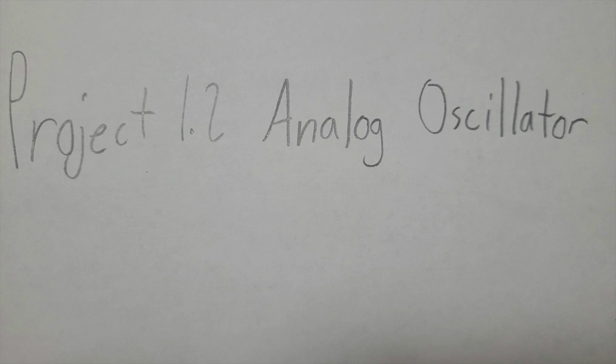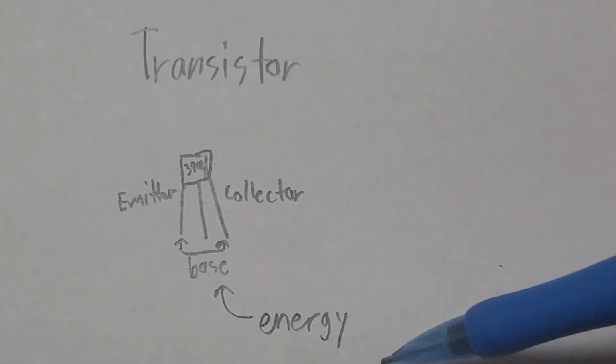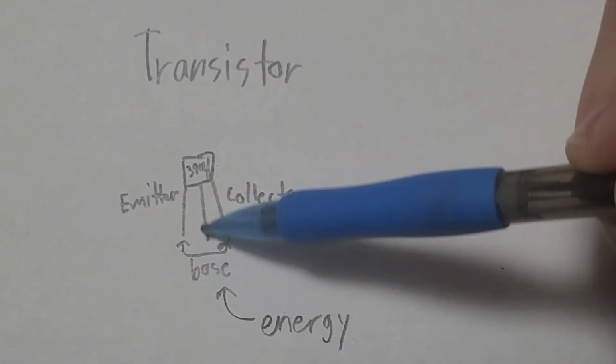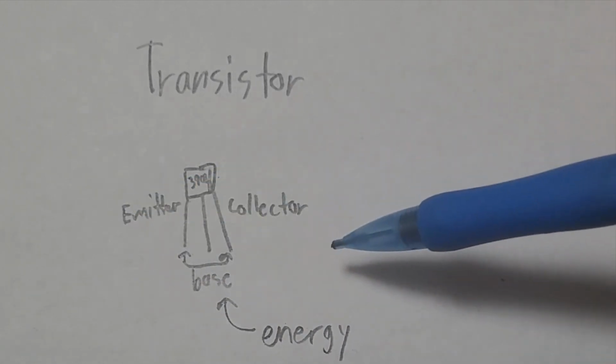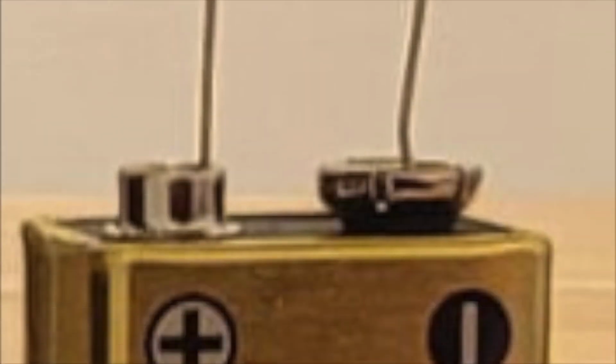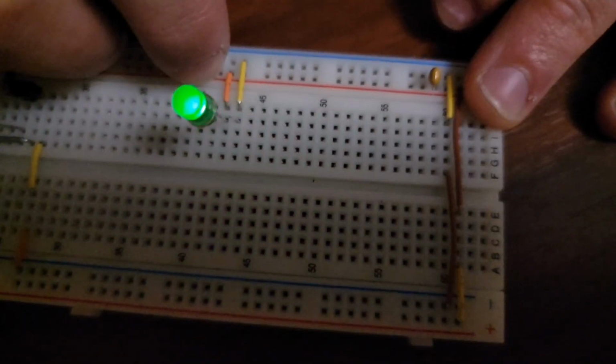Project 1.2 Analog Oscillator. This project has two primary components. Firstly, NPN transistors work as long as current is provided at the base. Once the base is given energy, it will connect the collector and the emitter. Secondly, capacitors are temporary batteries. They are chargeable, but they also discharge energy faster than regular batteries.